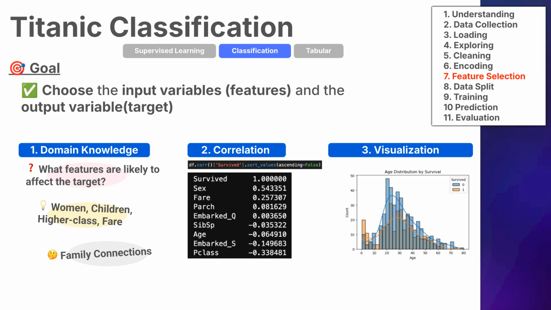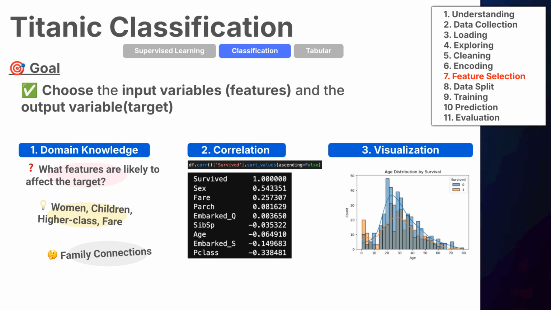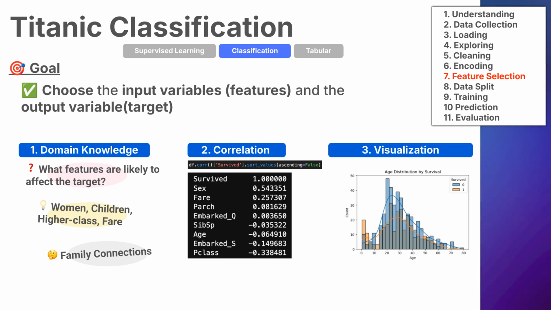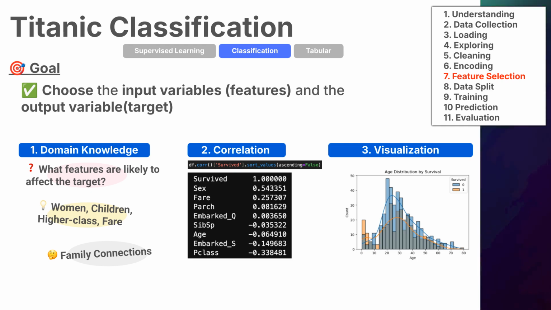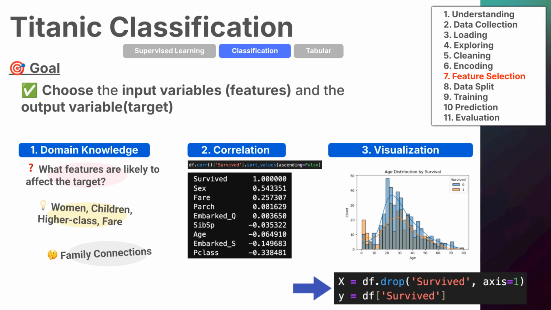To support this, let's check the correlation. This helps find which numerical variables have the strongest linear relationship with the target. This result says sex, class, and fare have a notable correlation with survival. Next, visualization. From the earlier visualization, we know higher survival among females, first-class passengers, and those who paid higher fares. Survival rates varied across embarkation ports. Children had slightly higher survival rates. Based on these insights, let's keep all remaining features after cleaning and encoding. X now contains all the features for prediction, and Y contains the target label, survived.